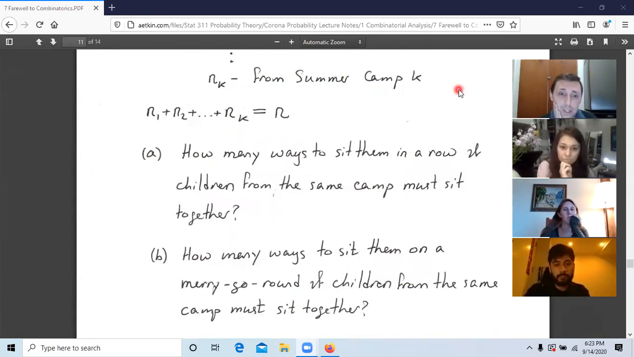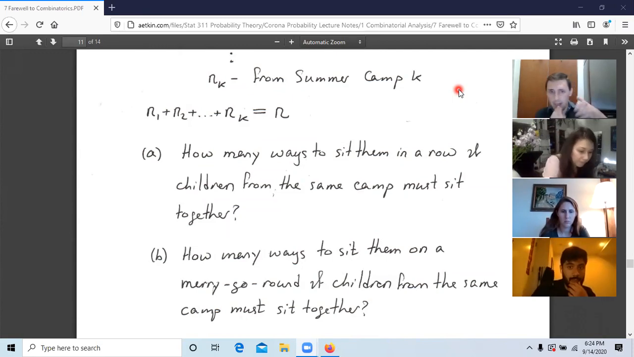Well, there are no numbers here, right? So be careful, guys. n sub 1, n sub 2, n sub etc. This means I'm trying to be general. n sub 1 means some number of children are in camp one, and n sub 2 is some number of children in camp two. Blah blah blah.